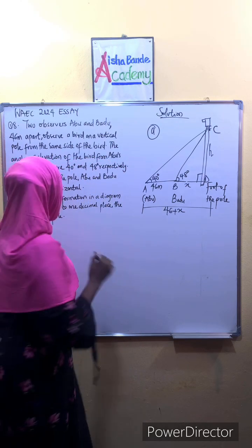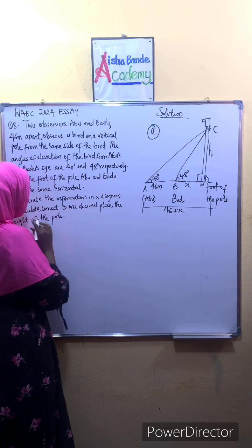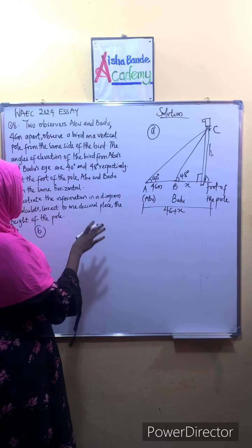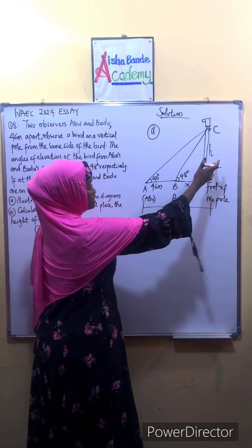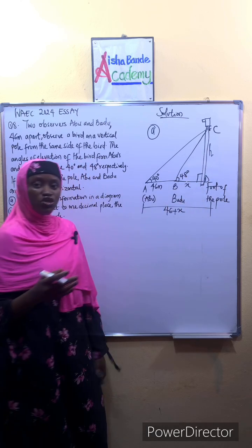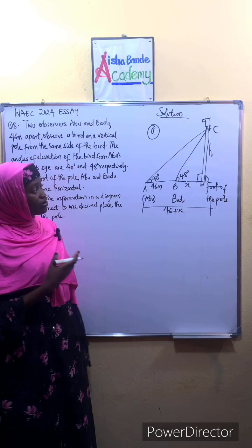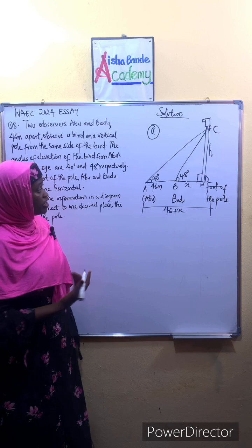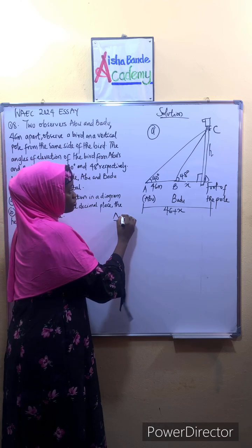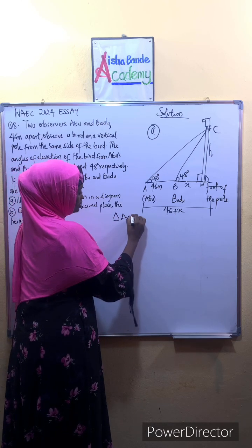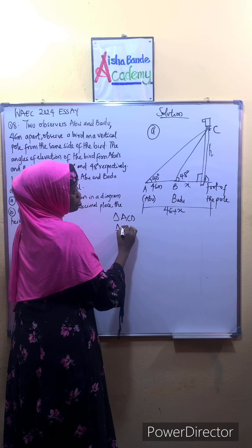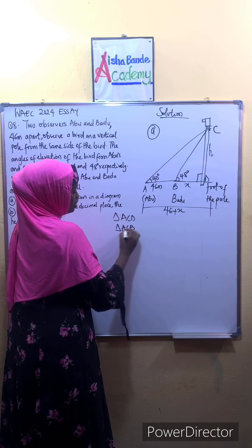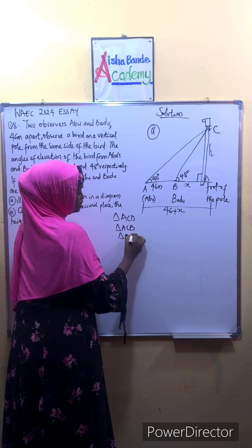So now let's go to question B, which says that we should find the height of the pole. The height is CD. As you can see, this diagram has three triangles: triangle ACD, triangle ACB, and also triangle BCD.